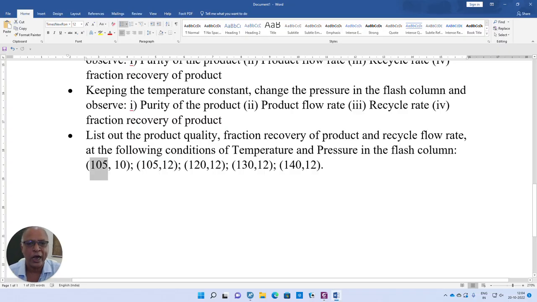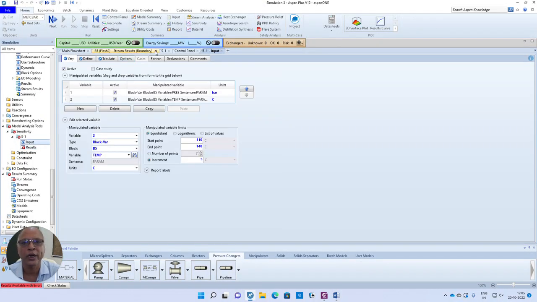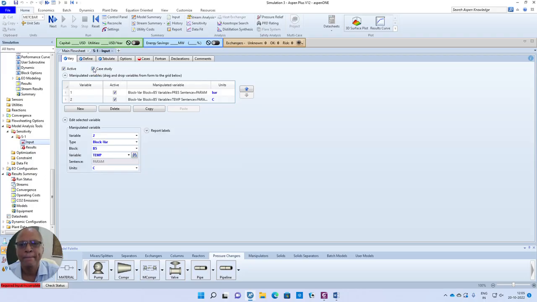I wanted to observe all these variables. So if you have this kind of an issue, what you can do is, let me close some of the unnecessary things. Go into S1 input, right? Click on this case study. By default, it will not be on. So click on this case study. Then you need to define the cases. In other words, go to next.